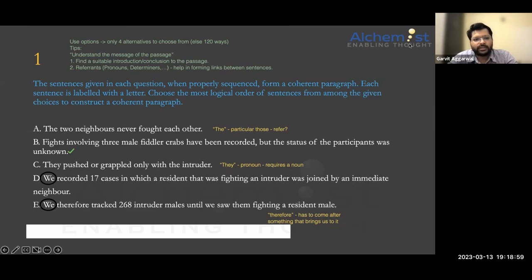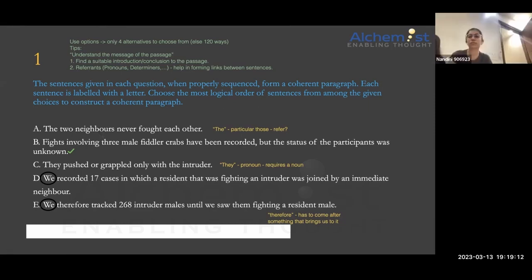So let's understand the passage. It says fights involving 3 male fiddler crabs have been recorded, but status of participants is unknown. Can I have the 2 neighbors right after this? We don't know which neighbors. Which sentence can come after that? E.